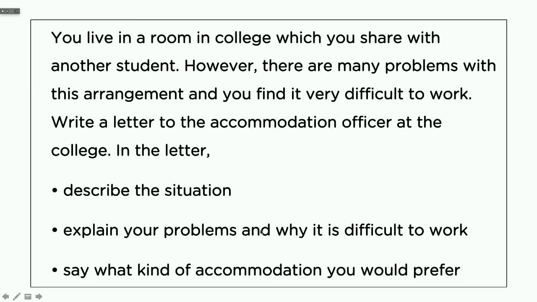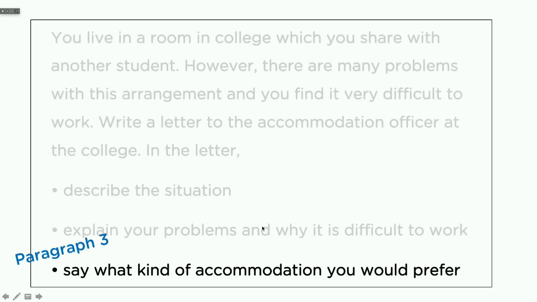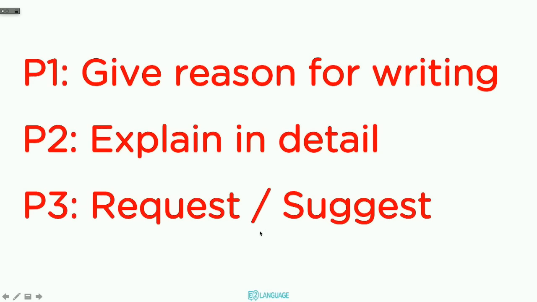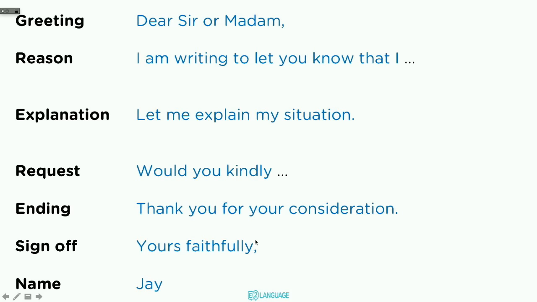So that's it. Paragraph one, two, three. Paragraph one, give reason for writing. Paragraph two, explain in detail. Paragraph three, request or suggest. This is what your letter is going to look like from all of the starts of the sentences. These are the bits that we memorize. So you might want to pause this video and write this down, because you can use this for every single writing task one letter that you have to write.